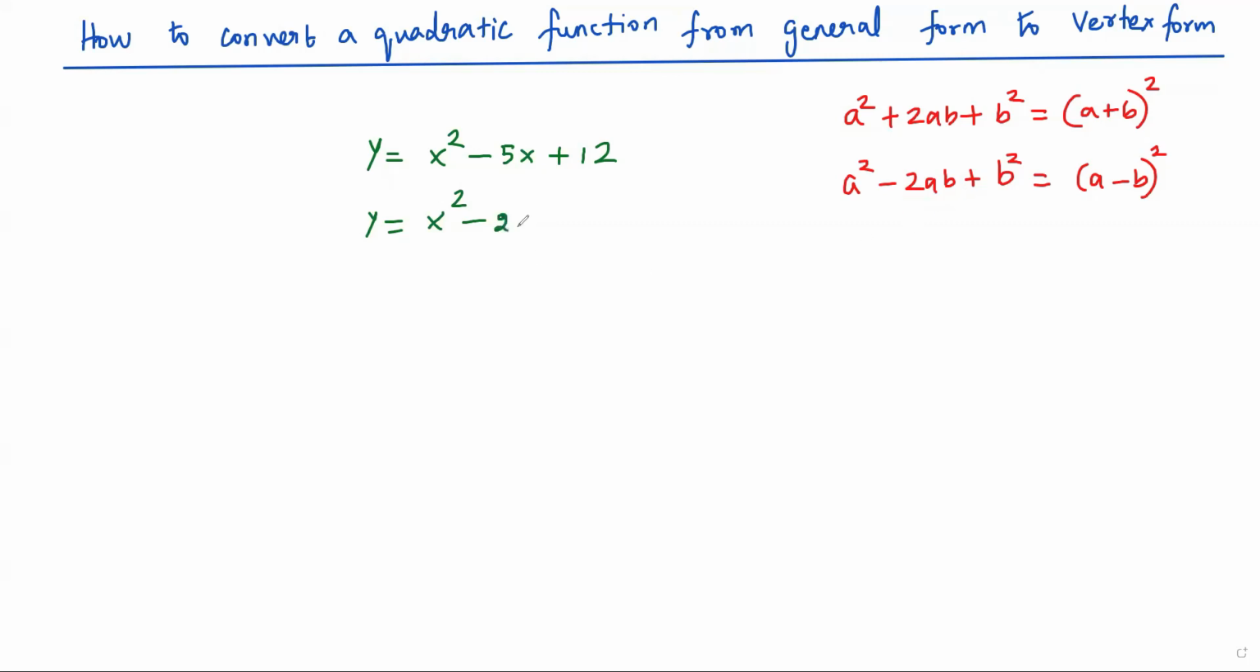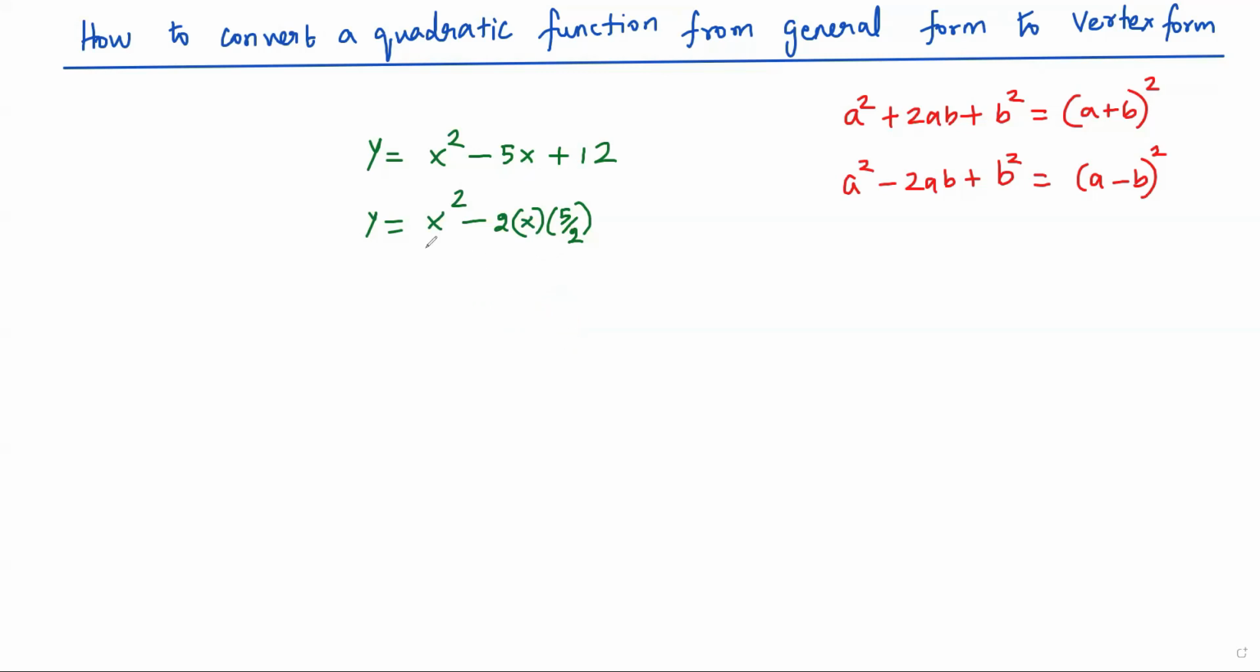So first, let me write 2, and then I have to write a. For a, we have x. So what number should I write over here so that the product of these two quantities is equal to 5x? It's very simple. We have to write 5 over 2 over here. Now if I multiply 2x and 5 over 2, what do I get? That is 2 times x, which is 2x, times 5 over 2. This 2 will cancel out, and when I multiply 5 and x, it will be 5x.